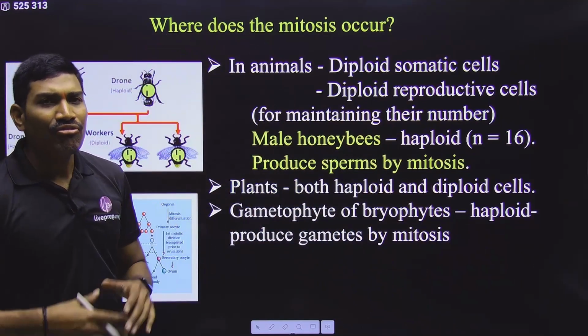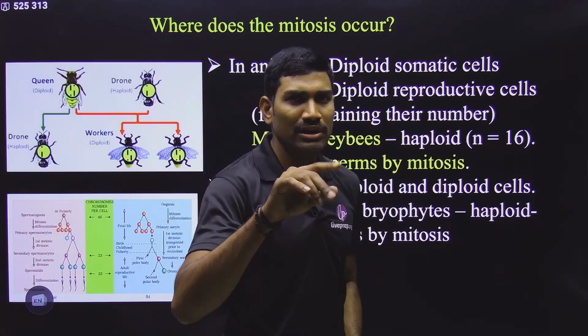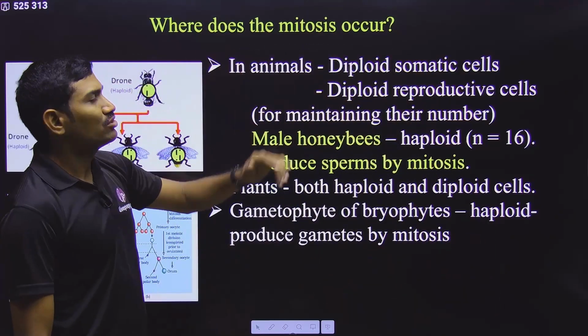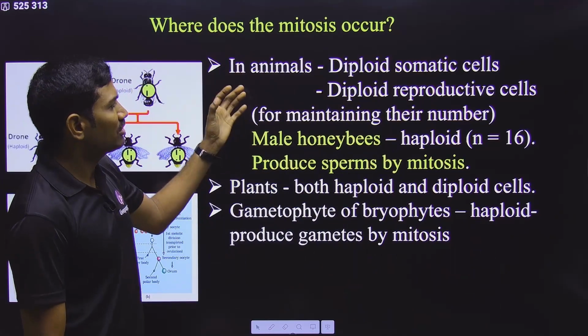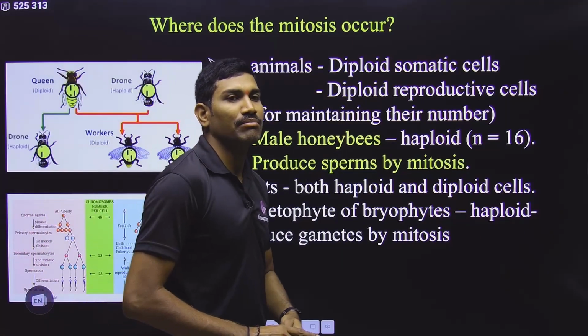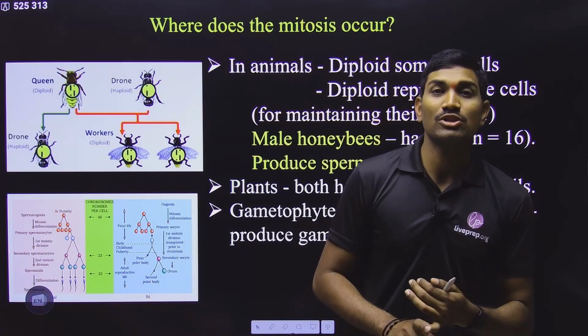Clear? Next one. Where does this mitosis occur? Since we are talking about the M phase, the mitotic phase, I am directly talking about all the information here. So where actually does mitosis occur? Mitosis generally occurs in the diploid somatic cells. But please remember, mitotic division is called somatic division, right?